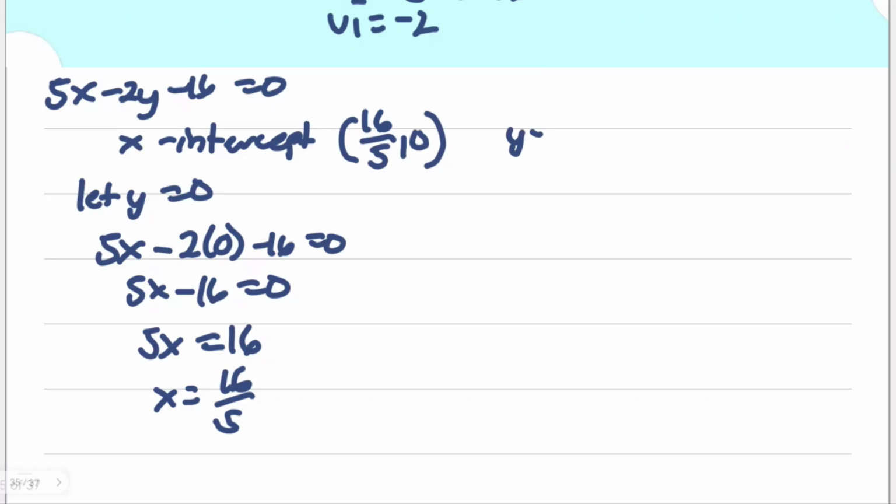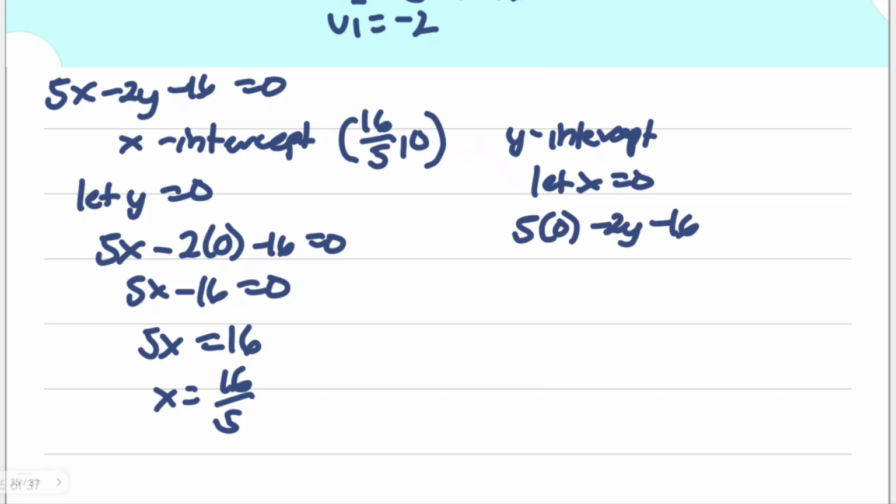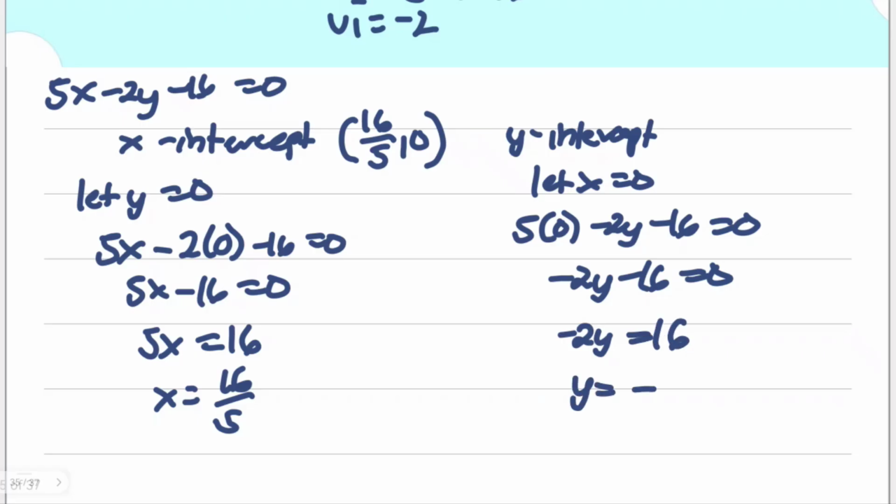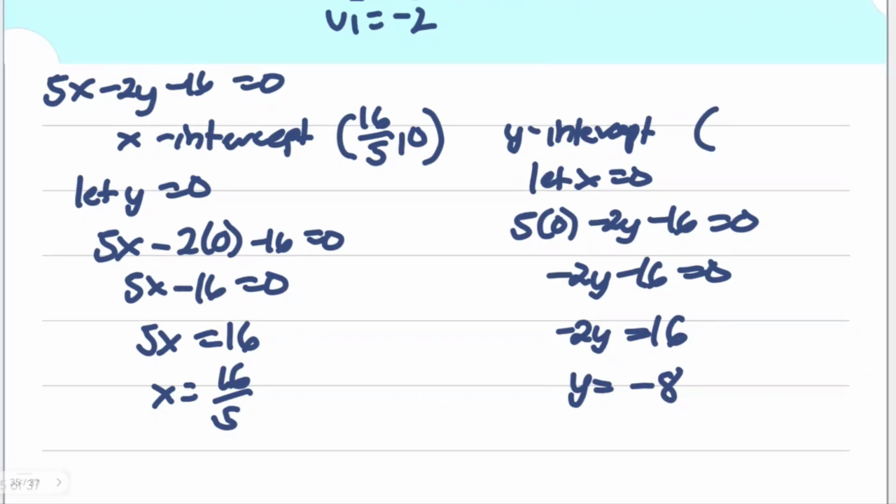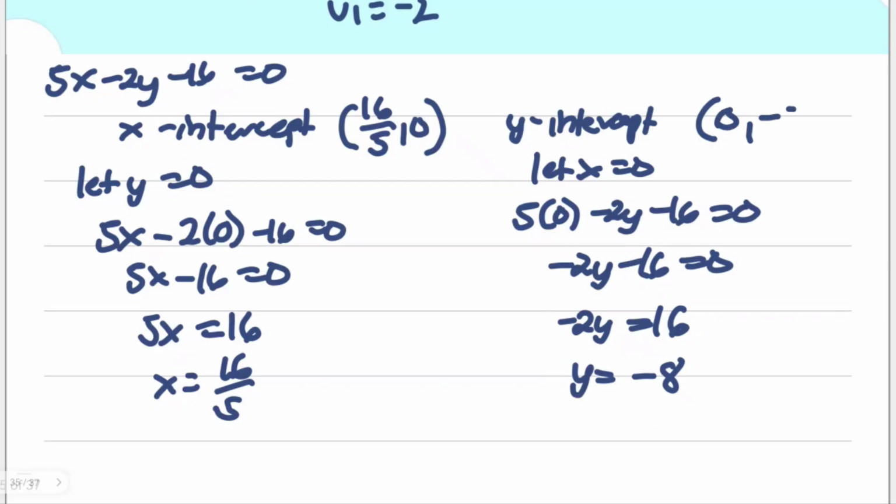For our y-intercept, let x be equal to 0. So 5 times 0 minus 2y minus 16 equal to 0. That's negative 2y minus 16 equal to 0. Minus 2y is positive 16, so y is negative 8. So the y-intercept is at 0 and negative 8. Please use the correct notations. So these are the two points on the line.